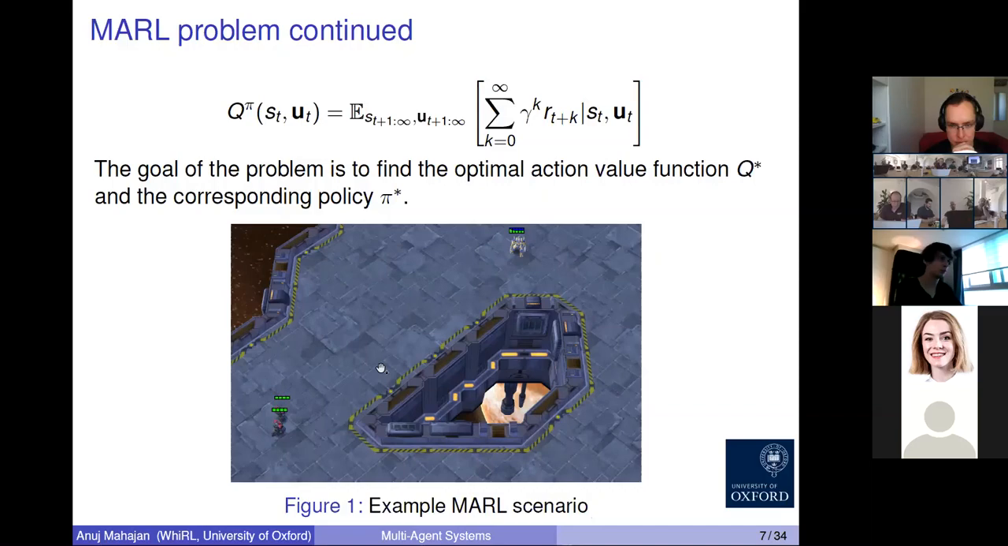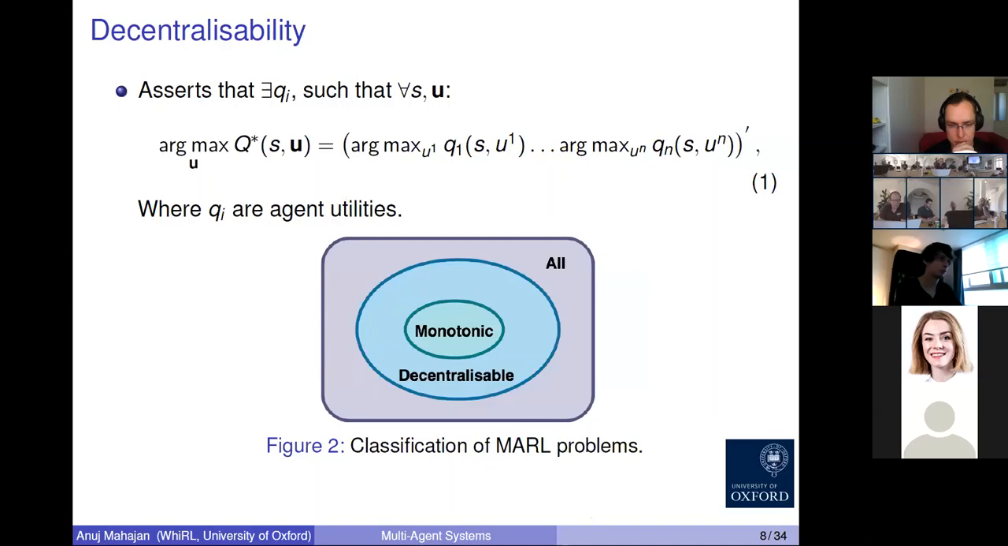A core concept of CTDE algorithms is that of decentralizability, which assumes that there exist utility functions such that the maximization problem of the joint action value function over the joint action space, which is exponential in the number of agents, can be solved through local maximization, which is taking an argmax over each of the individual agent utilities. This is the decentralizable argmax. The operation on the left-hand side is exponential in the number of agents, whereas that on the right-hand side is linear in the number of agents. That's a very big gain, and one of the main reasons you resort to decentralizability, because it indirectly gives you computational tractability for your problems.